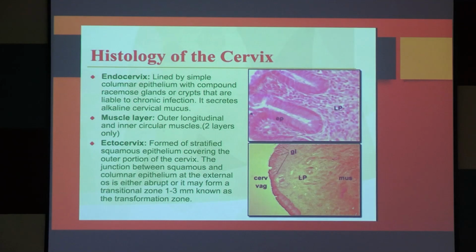So colposcope is a screening instrument for visualizing the squamous epithelium, the columnar epithelium, and the squamo-columnar junction. That is about the squamo-columnar junction, or you call it transitional zone.